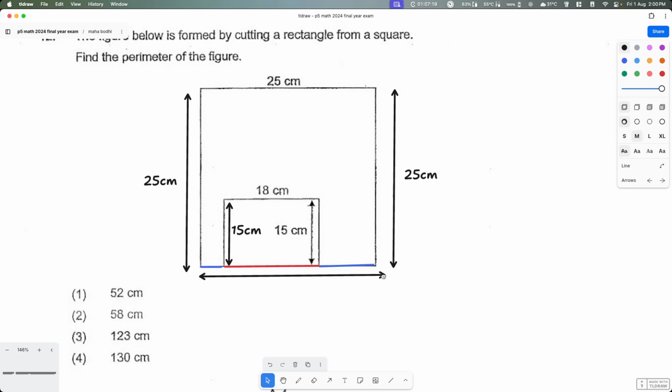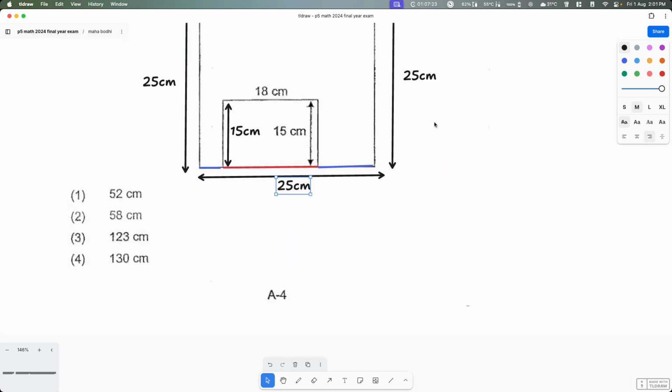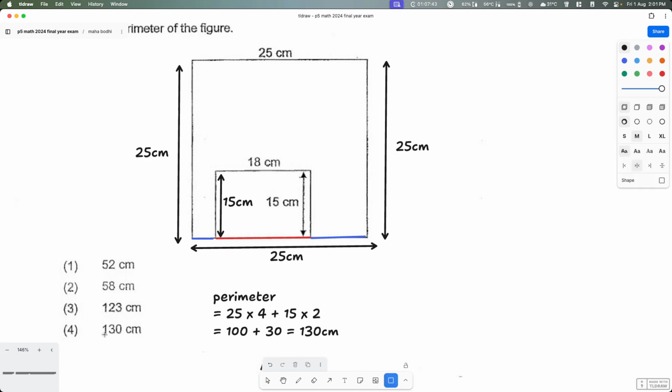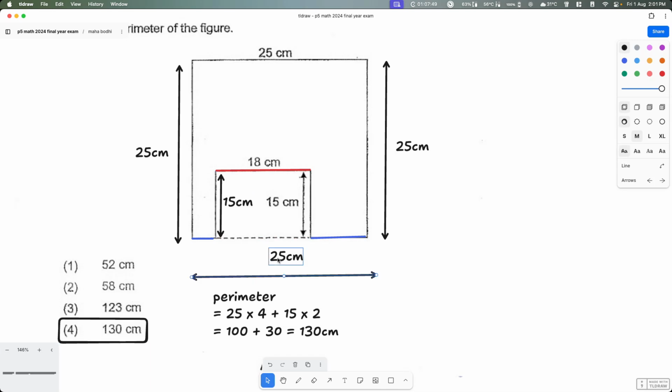Okay, so in this case, we will just need to calculate the total of everything else. So perimeter is equal to 25 times 4 plus 15 times 2. Okay, so it's 100 plus 30, equal to 130 centimeters in this case over here, right?